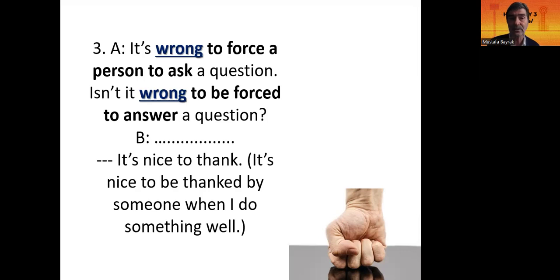For example, you know this very well. It is nice to thank. Yes, it is nice to thank. Passive form, it is nice to be thanked by someone when I do something well.